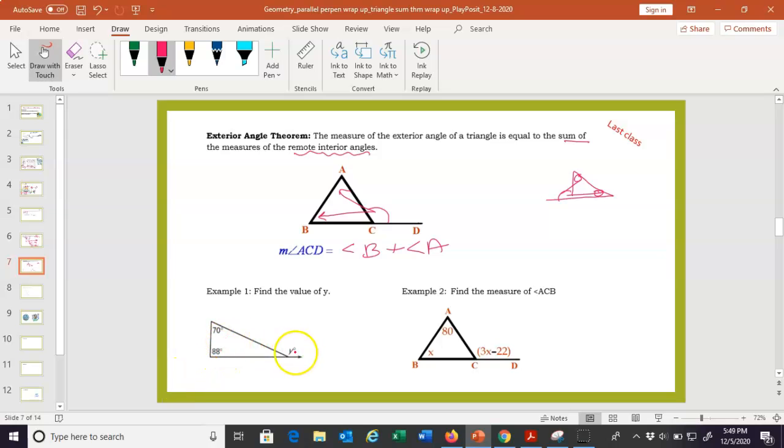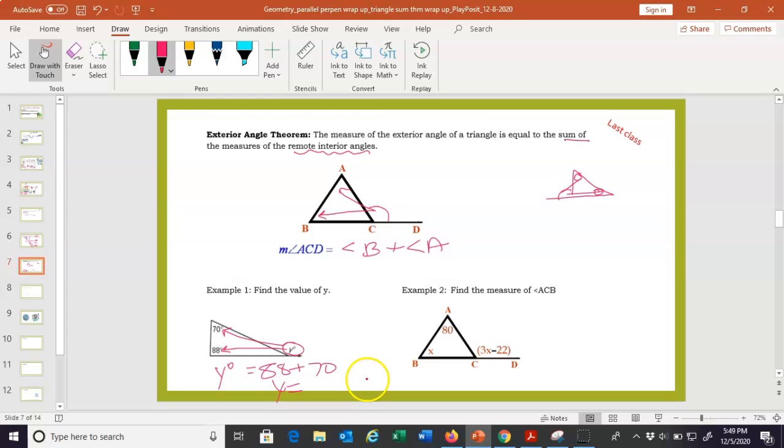So let's do the example 1. To find the value of y, all you do is you take the 2 angles across from it on the inside of the triangle and you add them up. Y equals 88 plus 70. 158 degrees. That's it. And that makes sense, right? Because when you look at angle Y, it's definitely obtuse. It's bigger than 90, and the one next to it is super tiny.